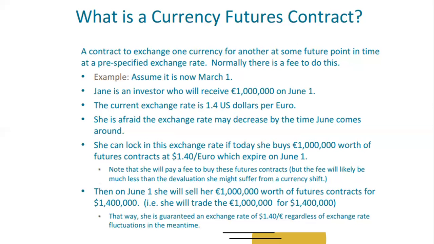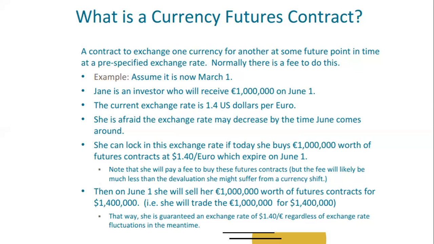But according to that contract, no matter what happens with the currency, no matter what fluctuations happen in the currency, she can go into the futures market and say, here's my instrument. I had bought the future contract. So I have 1 million euros and please pay up 1.4 million USD. No matter what the exchange rate is, she will get 1.4.